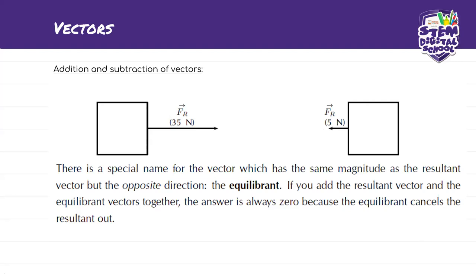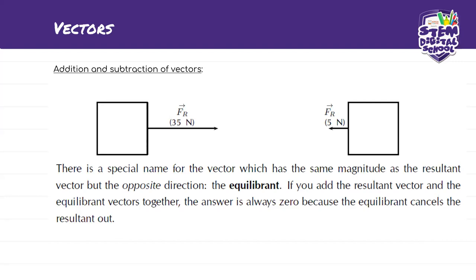So if you add the resultant vector and the equilibrant vector together, the answer is always zero, because the equilibrant cancels the resultant out. The equilibrant is basically the one that balances out your resultant vector, and that's why it's going to equal zero, because it will be at the same magnitude as the resultant vector, but only in the opposite direction. So that's the difference between the two.